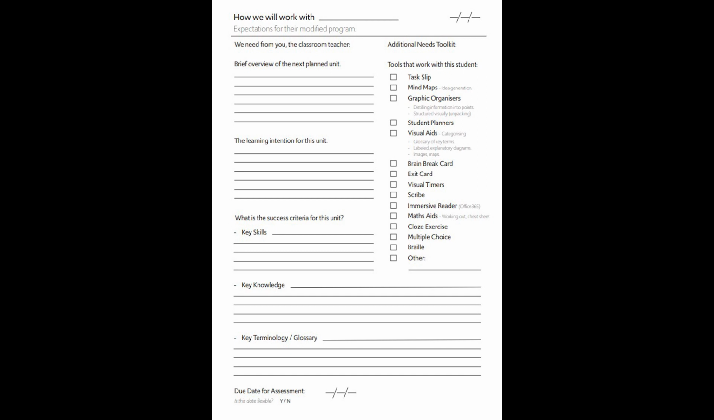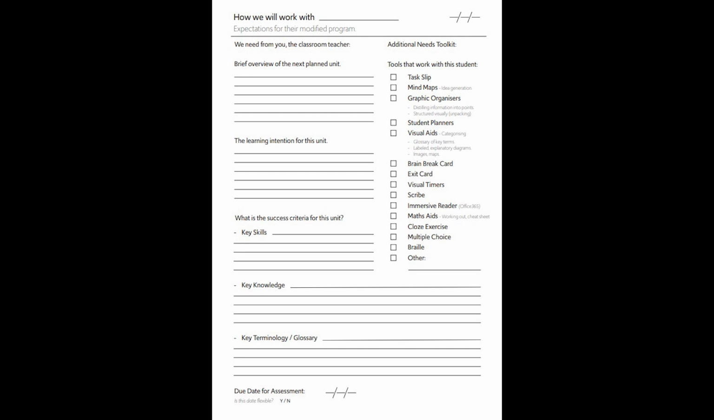But really importantly, we're trying to build our communication with the teacher and be across what they're wanting our students to get from their lesson, and we really want them to take ownership of that. So we're asking them for a brief overview of the next planned unit, and of course with that we'd like them to be able to name the learning intention for that unit. As educators, we know how important that is.